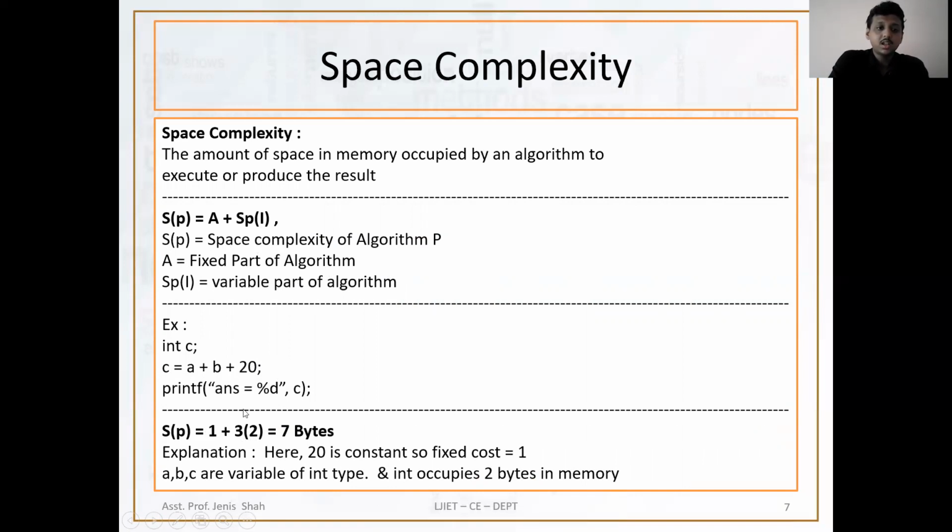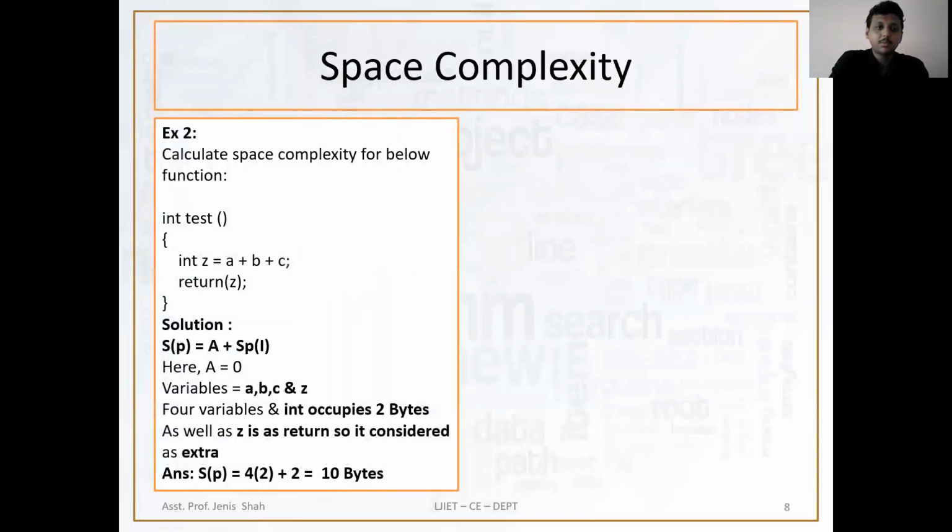How many variables are there? 3 variables: A, B, and C. Each and every variable is of type integer. That's why they occupy 2 bytes each in the memory. 3 into 2 is equal to 6 plus 1, total 7 bytes occupied by this instruction. Now, next, another example of space complexity.